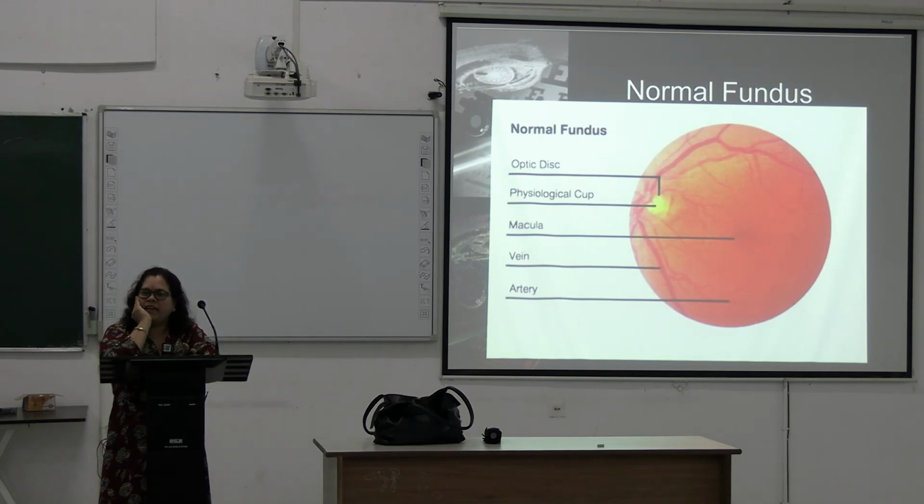Amblyopia means lazy eye. What is the treatment of laziness? To give punishment? If one eye is amblyopic, then we give the punishment to the better eye. We occlude the better eye and force the lazy eye to work. This is the treatment.